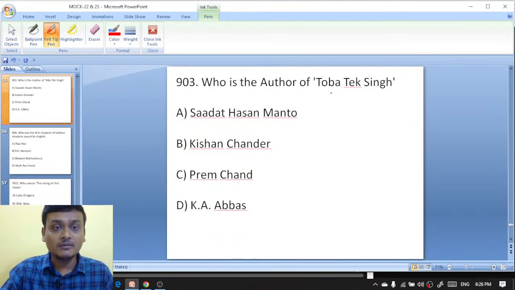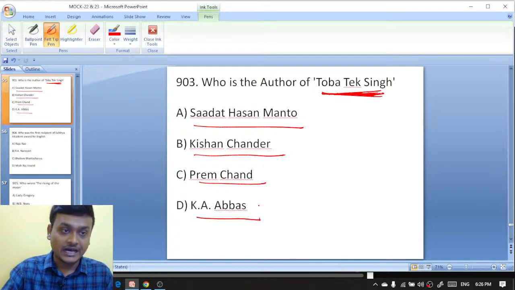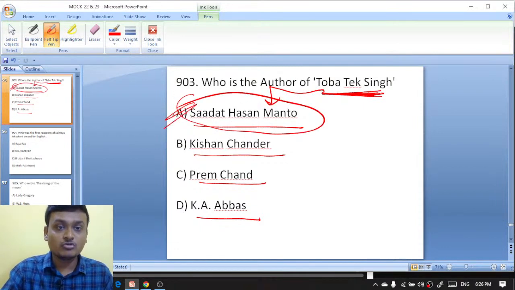Who is the author of Toba Tek Singh? Saadat Hasan Manto, Krishan Chander, Premchand, K. A. Abbas. I may have discussed this question earlier also. Toba Tek Singh was written by Saadat Hasan Manto.